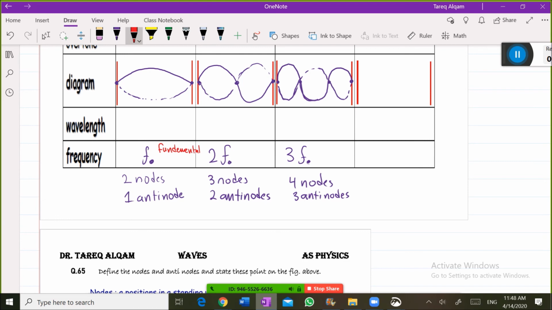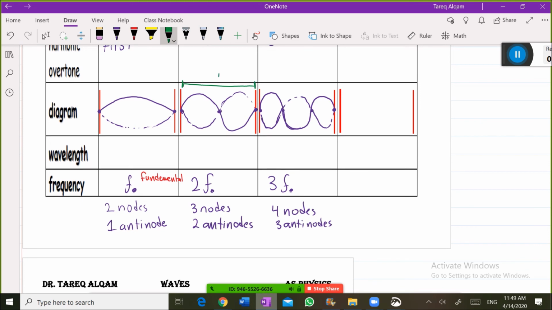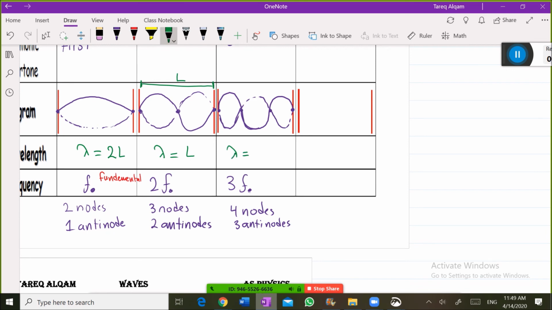Here I have to find the wavelength, guys. This is easy. How many wavelengths here in the second one? Look at this one. One wavelength, right? Is that clear? So if this length is L, the wavelength here is equivalent to L. Here, the wavelength is half L. Sorry, double L. I will show you why. Here, how many wavelengths? 1.5, yes, 3/2 L. So this will be 2L.